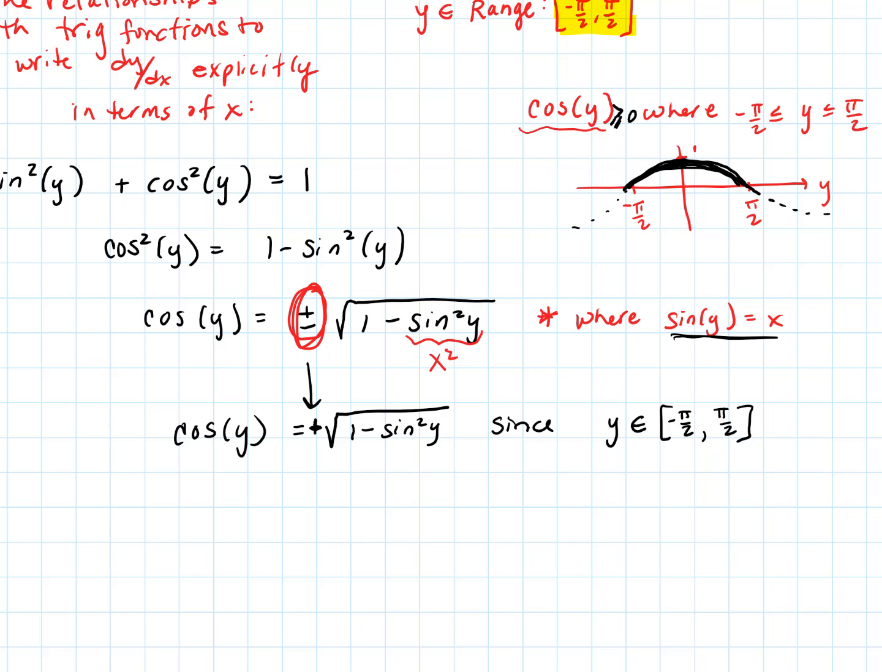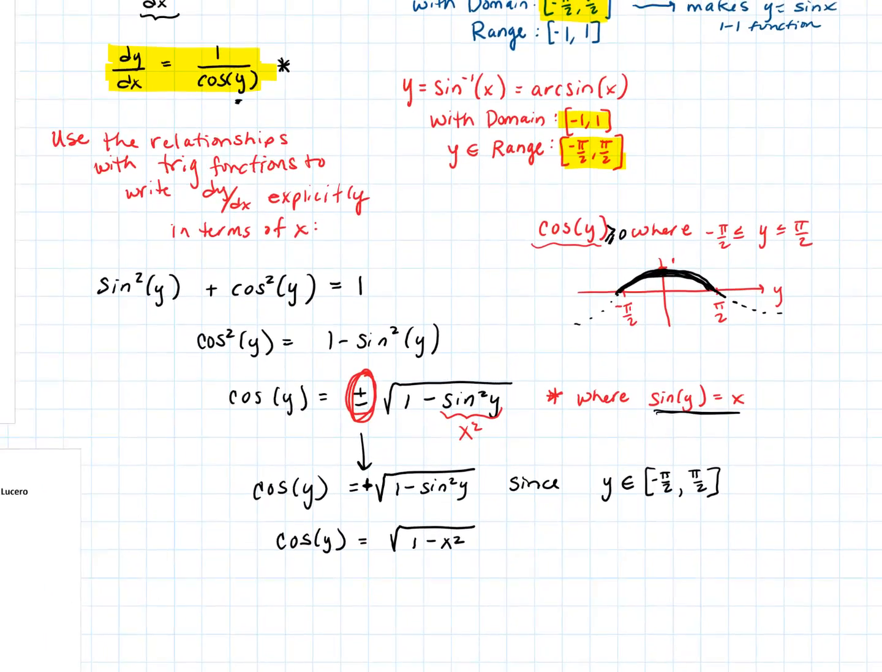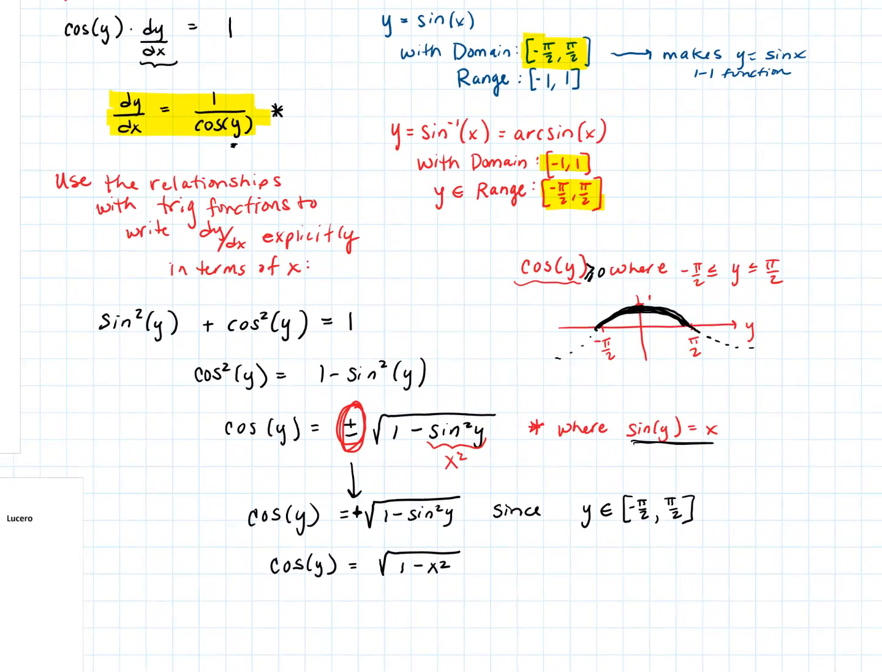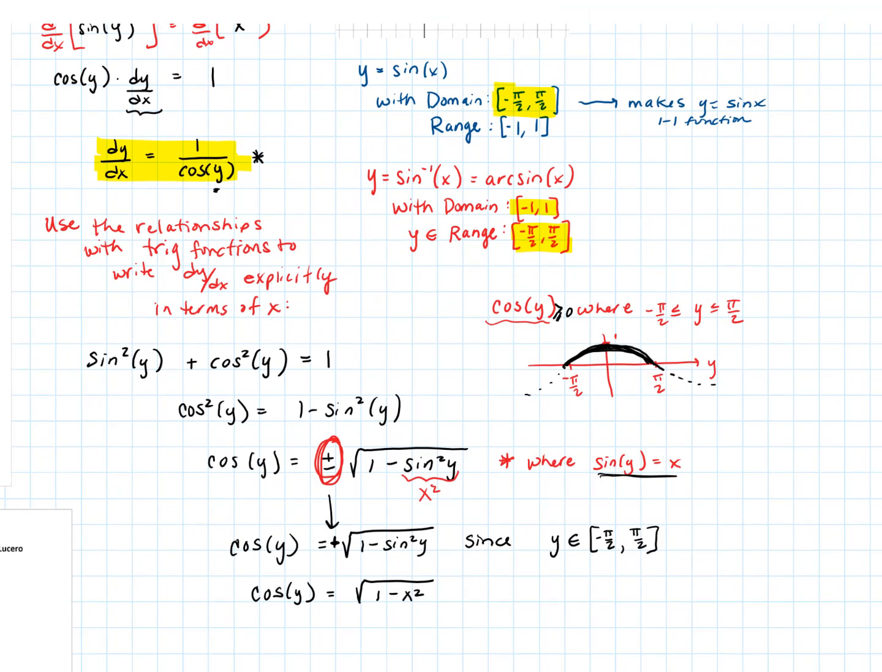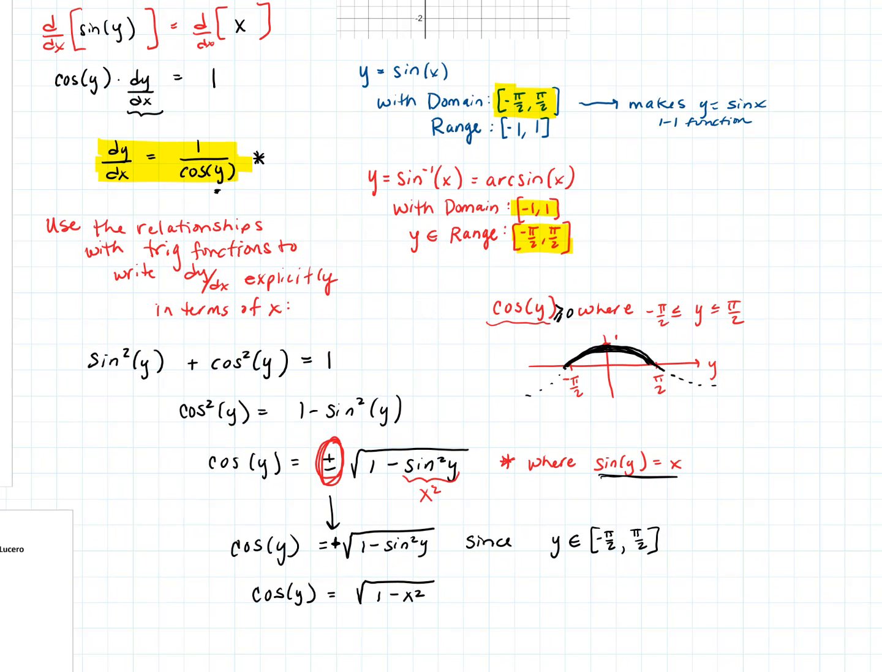I didn't actually replace that there, but I could have. So the cosine of y, it turns out, is simply the square root of 1 minus x squared. Well, that is very convenient because remember, our whole goal here is to try to write this derivative explicitly in terms of x. And so we can come back up here right where I put this star, and we can say, look at this. This is actually equal to simply 1 over the square root of 1 minus x squared. We can write that explicitly.